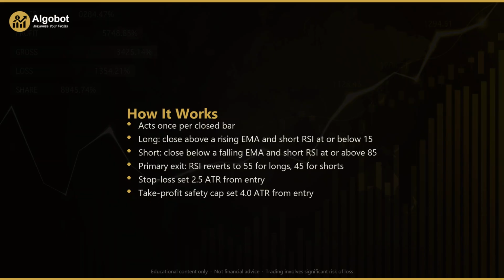Backing all of this up is the average true range. The stop loss is placed a volatility-scaled distance from entry, 2.5 times the average true range by default, while a more generous target, 4 times the average true range, acts as a safety cap. Only one position is held at a time, so entries never stack while a snapback is still resolving, and a spread filter blocks entries when execution costs are unusually high.